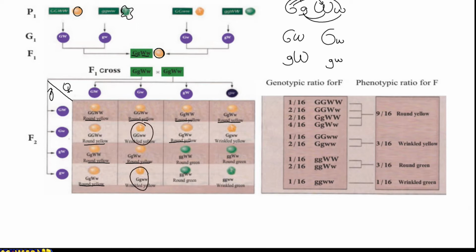Wrinkled and yellow, 1, 2, and 3. Round and green, 1, 2, and 3 organisms, and wrinkled green organisms, only 1. So the phenotypic ratio, as we studied for monohybrid cross, was 3:1, like 3 tall, 1 short. But for the second generation of the dihybrid cross in Mendel genetics, the phenotypic and genotypic ratios are also fixed. So the phenotypic ratio is 9, 3, 3, and 1. So when we solve a question, if we do not reach this 9, 3, 3, 1 ratio, the solution is not true.